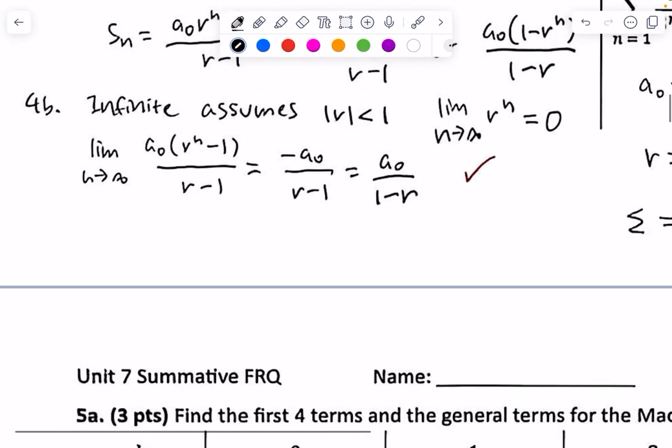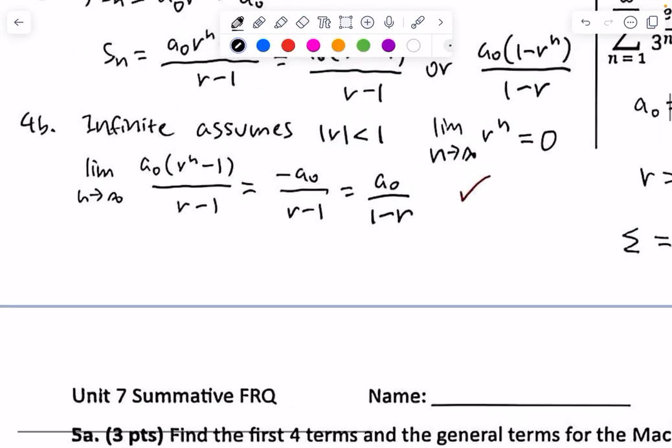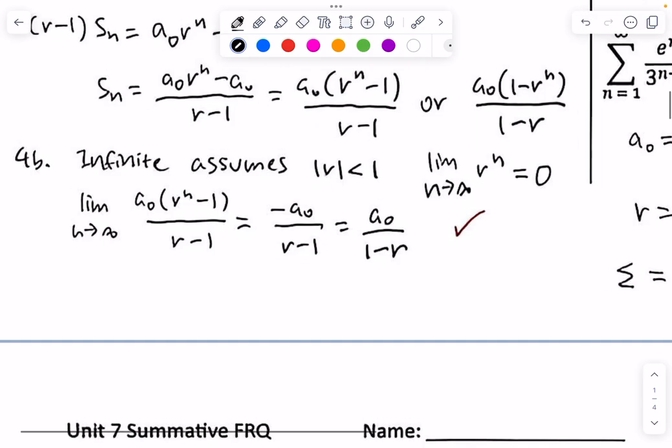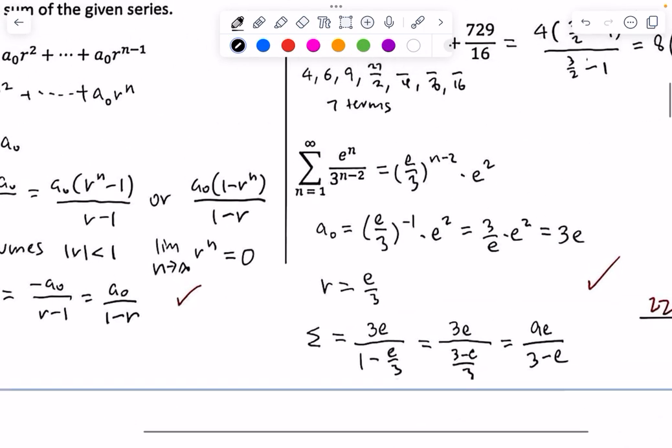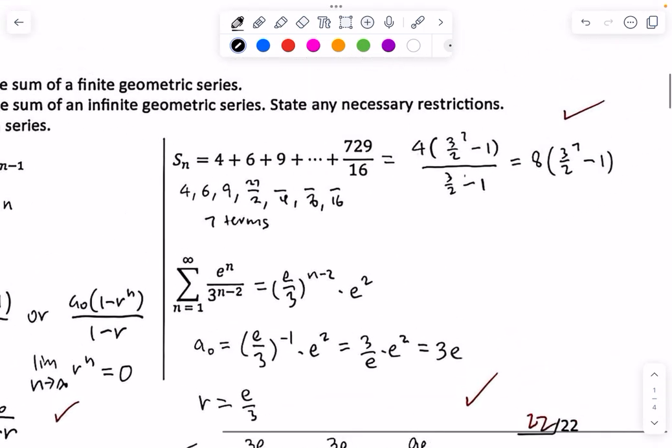So the only purpose for infinite geometric series is when r is smaller than 1. And to do this, you just take the limit as n approaches infinity, and you end up getting a0 over 1 minus r. All right, now we're actually going to calculate the sum of two series. We're going to apply those formulas to actually calculate some sums.